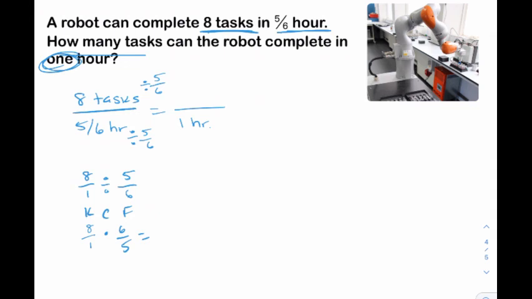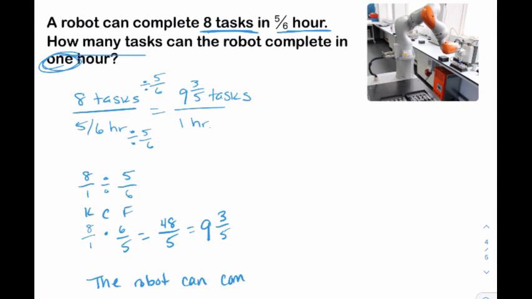Now I can multiply straight across. 8 times 6 is 48, and 1 times 5 is 5. 5 goes into 48 9 times, and there are 3 left over, so I can complete my rate here. Now we can say the robot can complete 9 3/5 tasks in 1 hour.